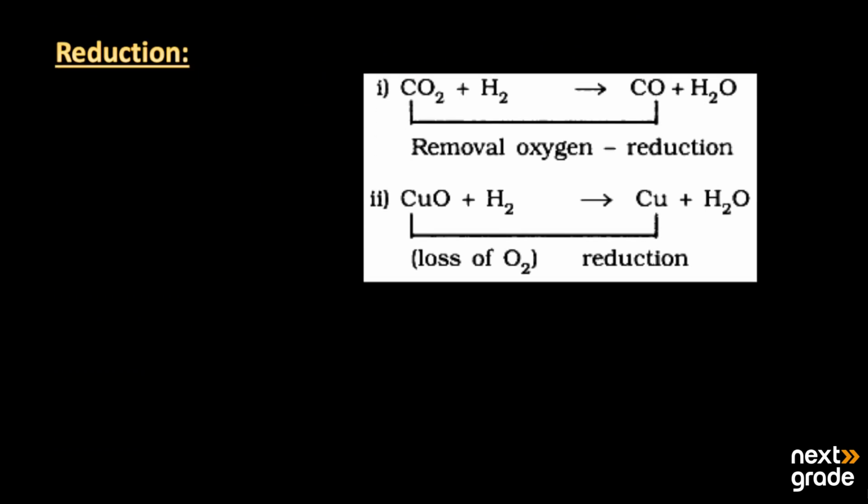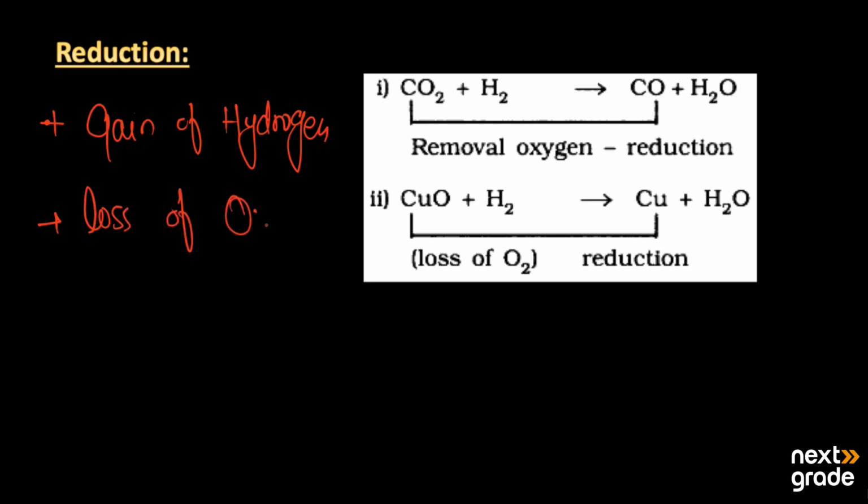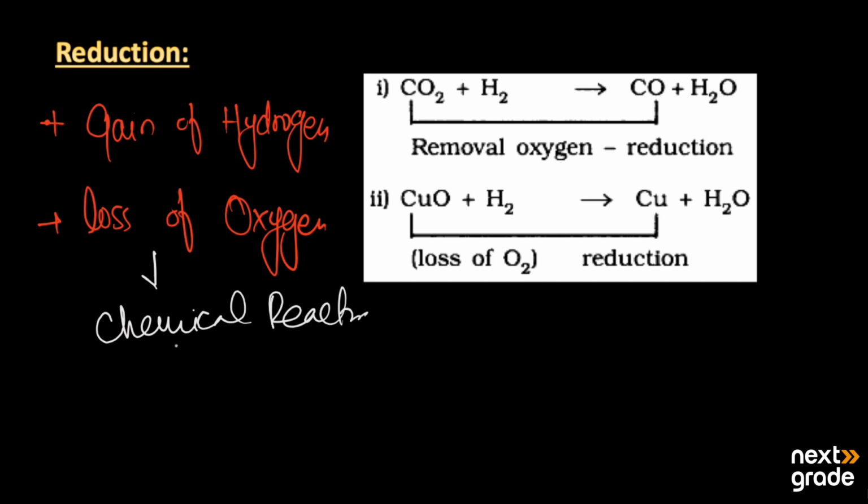Now, what happens in reduction? The process of reduction is the gain of hydrogen, or the loss of oxygen, and that happens in a chemical reaction. If in a chemical reaction there is a gain of hydrogen by an element and the loss of oxygen, this process is called the reduction process. So here we have an example.